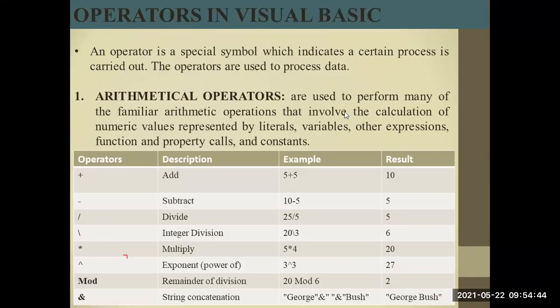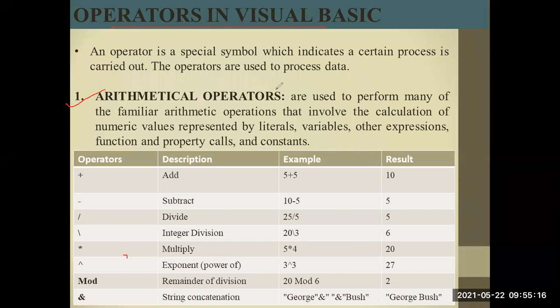Next, what is important regarding visual programming is what operations can be performed on a visual program, or what operators are supported in a visual program. As we know, an operator is a special symbol which indicates a certain process that should be carried out in the programming language. The different operators supported by visual programming, first, is the arithmetic operator.